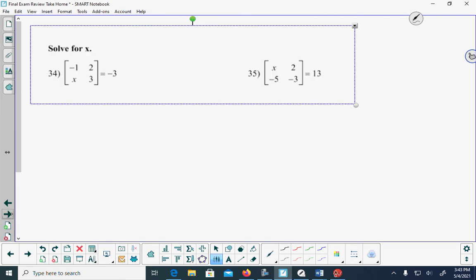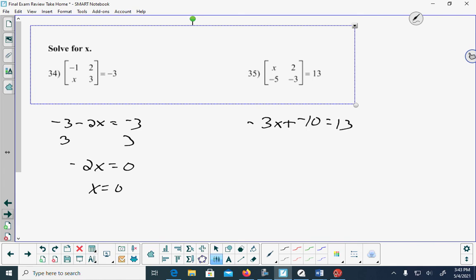For number 34, I'm going to do -3 minus 2x is equal to -3. Add 3 to both sides. I'm going to have -2x is equal to 0, which means x is equal to 0. The next one, I'm going to have -3x minus a -10 is equal to 13. So this is going to be +10. So -3x, subtract 10 from both sides, is 3. x is equal to -1.